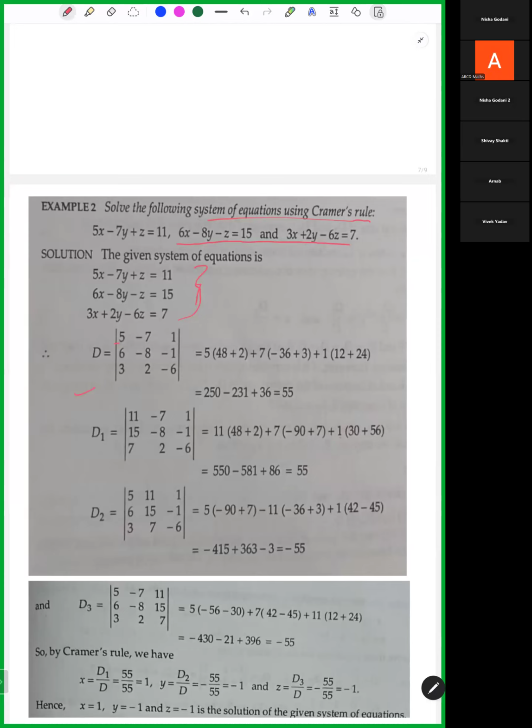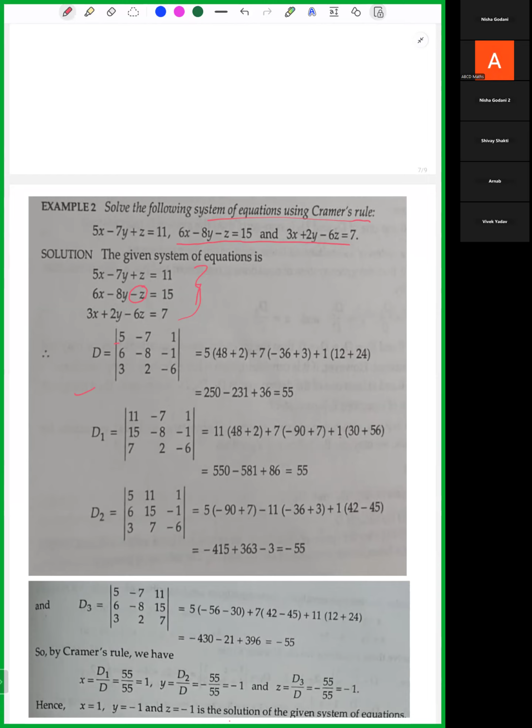Okay, so write carefully. Suppose in any equation, say equation 2, one variable is absent. Suppose this minus z is absent there. Then what will you write? You will write 0 in place of this. If any variable is absent, its coefficient will be 0 there. So you will put 0 in place of that. Okay, keep this point in mind.